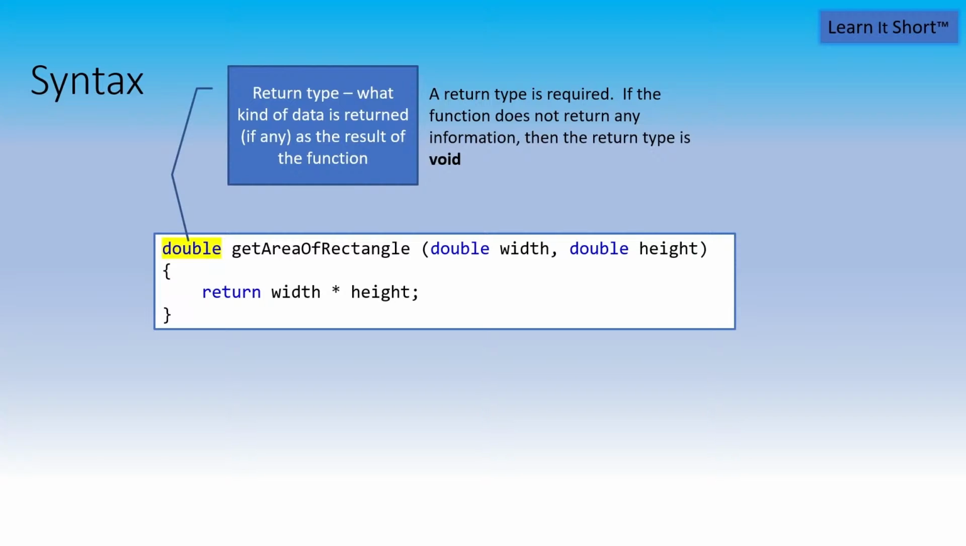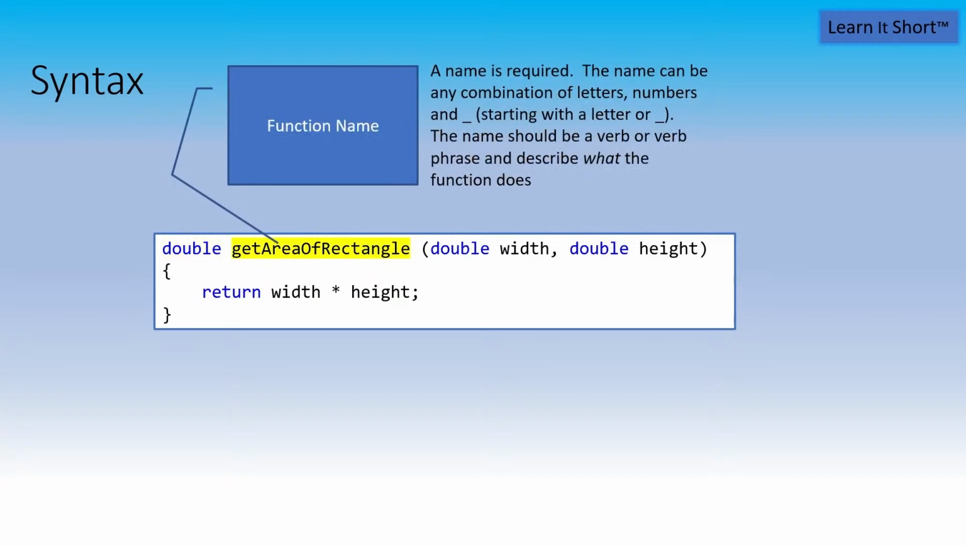Let's break that down, though, and look at the different pieces of this function declaration. First of all, every function must define a return type. What kind of data, if any, is being returned from the function? The return type is required. If your function, though, doesn't return a piece of information as a result, instead it just performs some action, we will specify the return type as void.